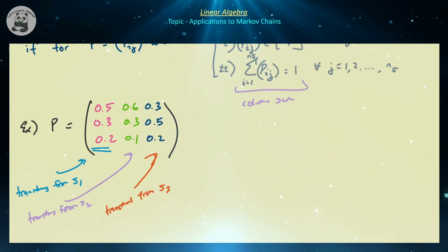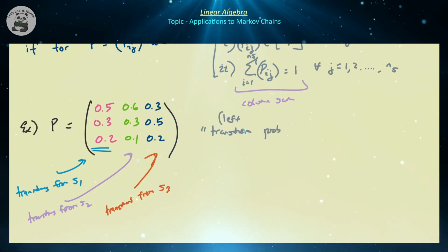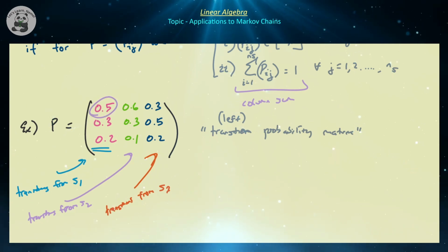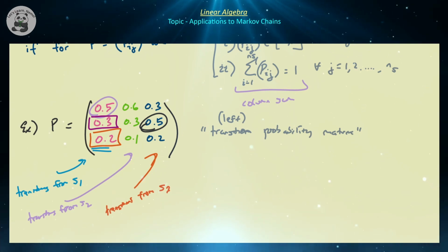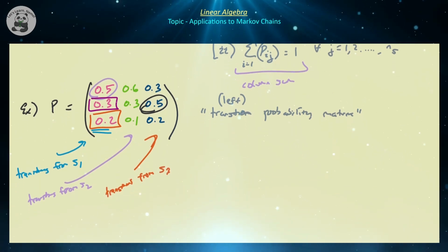Right? So some people will also refer to this as a transition or a left transition probability matrix. So what is 0.5? That's the probability of transitioning from S1 to S1. 0.3 is the probability of transitioning from S1 to S2. This 0.2 is the probability of transitioning from S1 to S3. Similarly, if I were to focus on this 0.5, that's the probability of transitioning from S3 to S2. So the probability of transitioning from sad to neutral. All right, so that's our transition probability matrix.